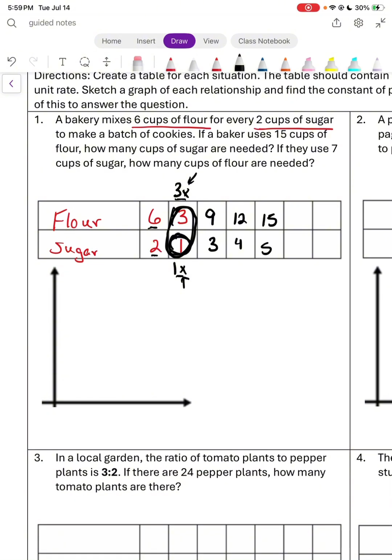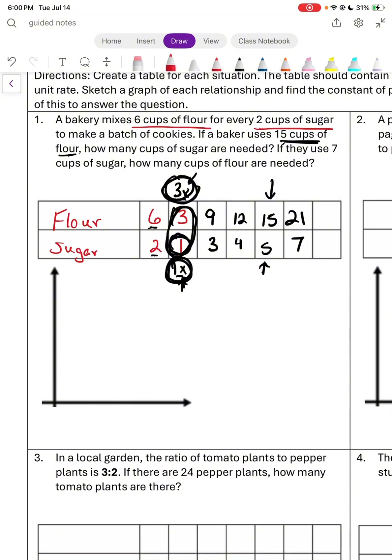It says if the baker uses 15 cups of flour. So what we're going to do here is look at our flour and decide what do we need to multiply 3 by to give us 15, and we just did that. Multiply the 1 by the same number, and if we use 15 cups of flour, we use 5 cups of sugar. Then it goes on to ask, what if we use 7 cups of sugar? Well, what do we multiply this by to give you 7? 7. So 1 times 7 gave me 7. 3 times 7 gives me 21. So what this does is gives me a list of exactly how much of one to use if I use the other one.